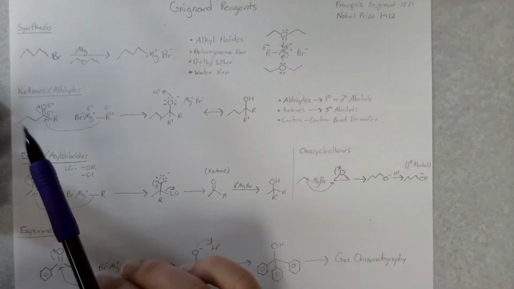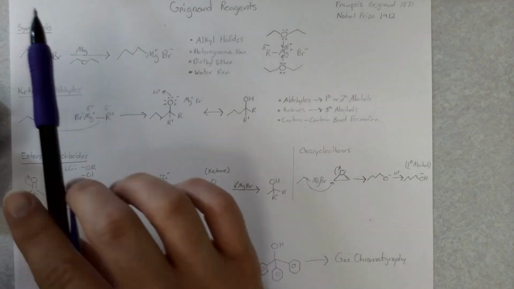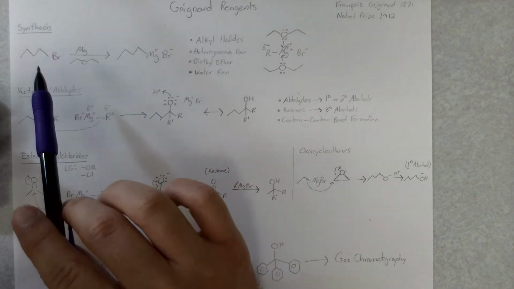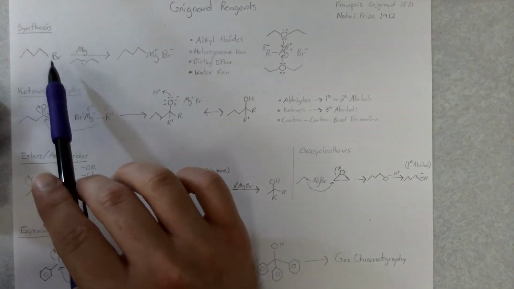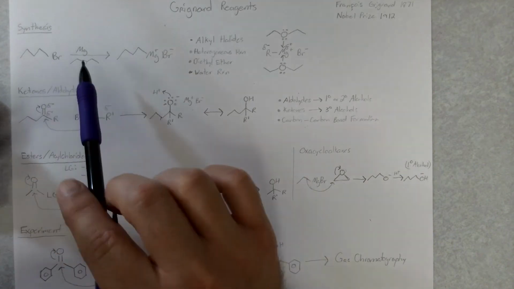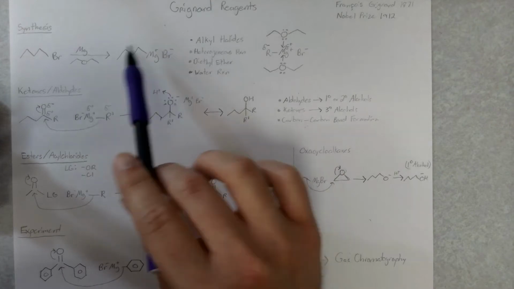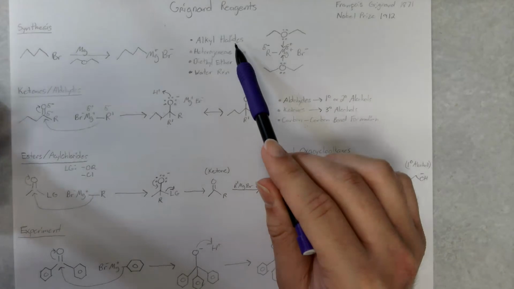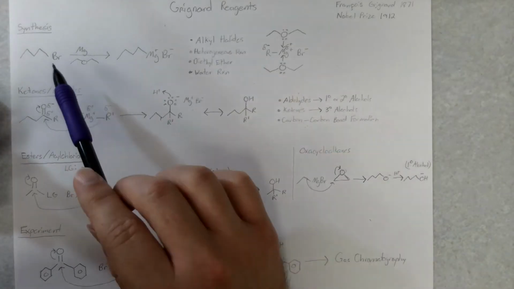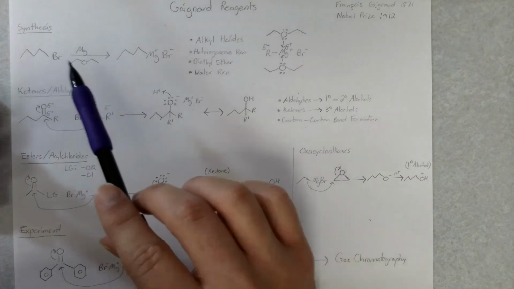So here's an example of a synthesis of a Grignard reagent. We are using a haloalkane, or an alkyl halide. This one has bromine. In reaction with magnesium metal and diethyl ether, it will yield a Grignard reagent. These are alkyl halides that we're using, so that means bromine, chlorine, or iodine. However, fluorine won't work very well.